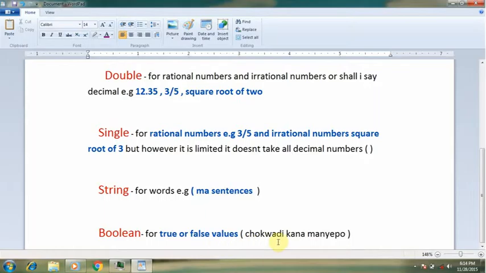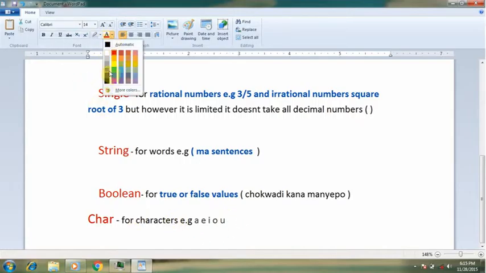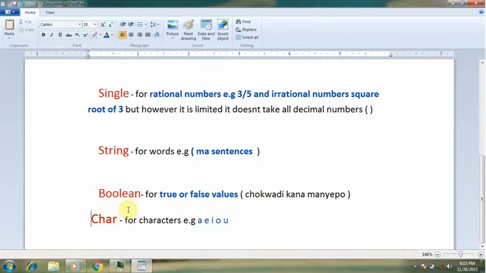Then we have boolean. Boolean is used when you compare two things to see whether something is true or false. When you use the boolean data type, you expect your answer to come out as true or false. And the data type I forgot to write is called char, for characters, for example vowels. We use the character data type, called char, and we will see it working as we proceed with our videos. I think that's it for the first time.